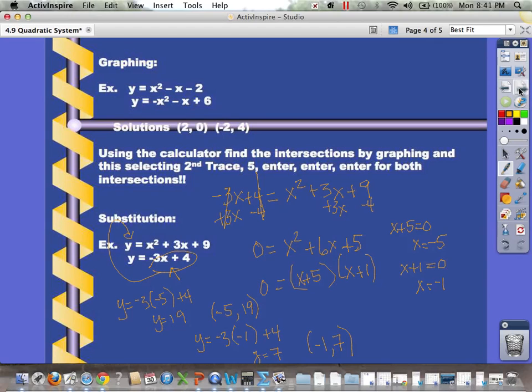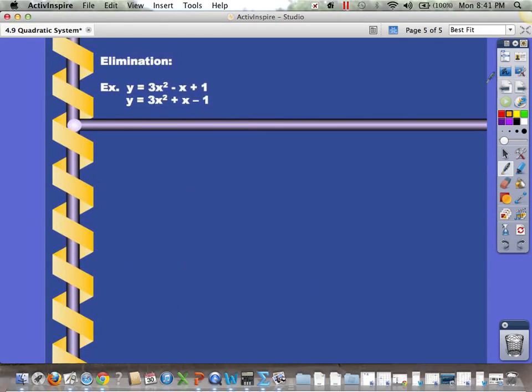Alright, and then the last one is by elimination. And you'll see what I mean by this. It is not the one that most people will use. I don't recommend it. Because I need to get rid of this squared term if I possibly can. Both of them are positive, and both of them have a coefficient of 3. I can multiply the top or the bottom, doesn't matter, by a negative 1 and get rid of them.